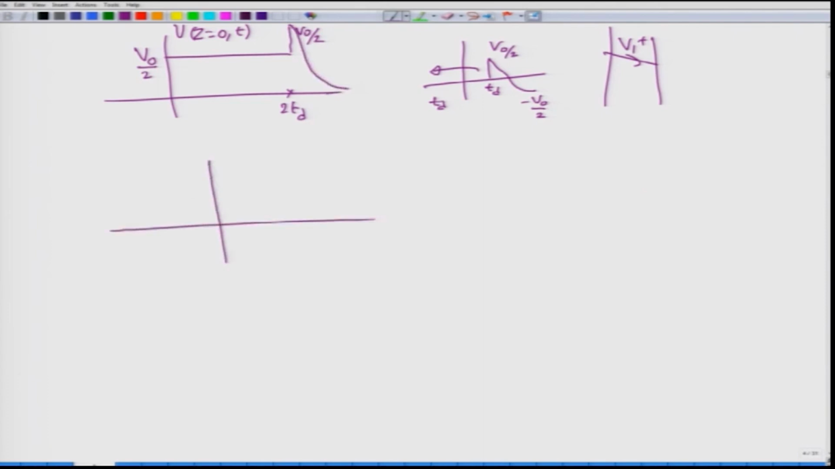Let me redraw that one here. So this is the time at 2Td, up to 2Td you have V0 by 2 amplitude at the generator side, then there is a jump of V0 by 2, so that the value here is actually equal to V0, okay, and then it slowly drops off, eventually going down to 0. So you see, this is the voltage that you see at the input terminals of the transmission line. So this completes our problem with respect to the inductor.